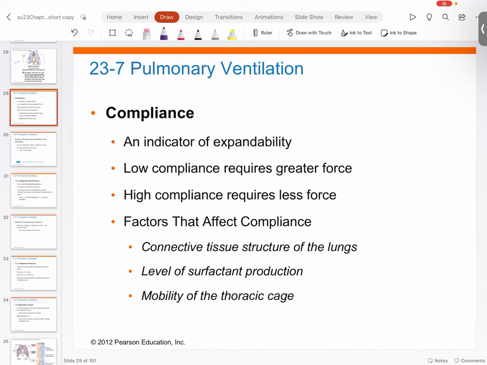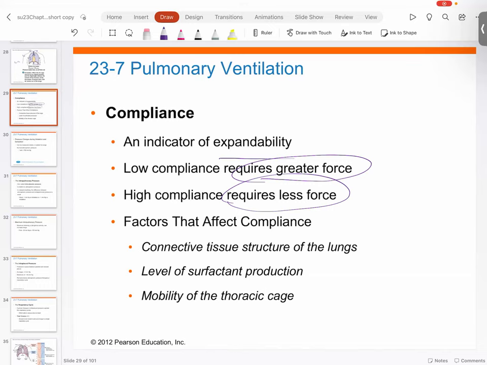For instance, compliance, right? This is basically your expandability. So if you have low compliance, for instance, you have low expandability, it requires greater force to get the same expansion as before. If you have high compliance, it requires less force of breathing. Generally speaking, you will get what you need to get one way or the other. It's just a matter of how much you have to work for it, right? So if you have to really apply force to get what you normally would get, that would be referred to as a low compliance situation.